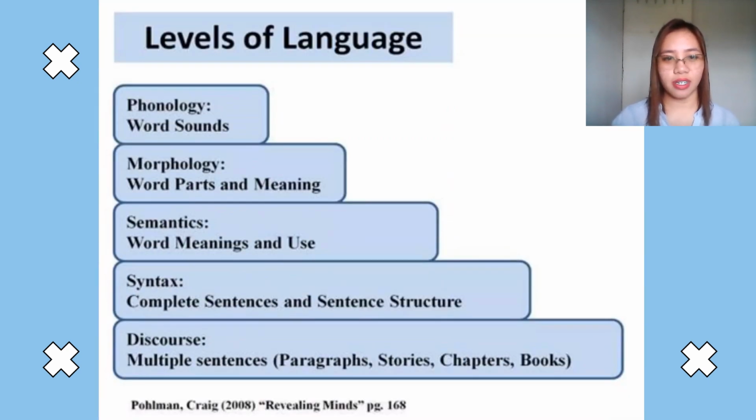So we have here the levels of language, taken from Pullman Craig, 2008, Revealing Minds, page 168. It shows there the phonology, morphology, semantics, syntax, and discourse. Phonology for word sounds, morphology for word parts and meaning, semantics for word meanings and use, syntax for complete sentences and structure, discourse for multiple sentences such as paragraphs, stories, chapters, or books.